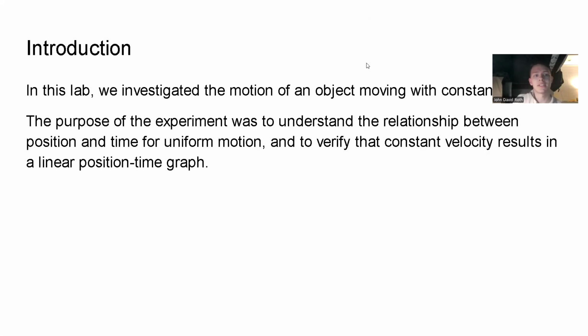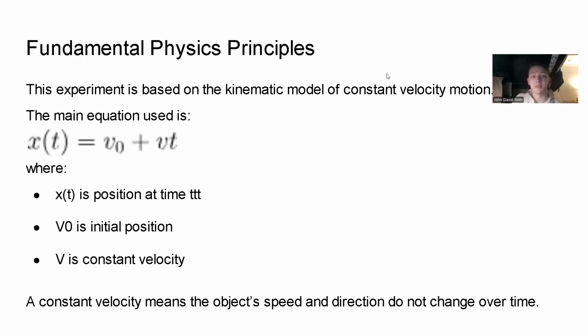So in this lab, we investigated the motion of an object moving at a constant velocity. The purpose of this lab was to understand the relationship between position and time for a uniform motion, and to verify that a constant velocity results in a linear position-time graph. The fundamental physics principle behind this is this kinematic equation right here, to calculate the position of the object using its initial position and its constant velocity times the time that it's moving.